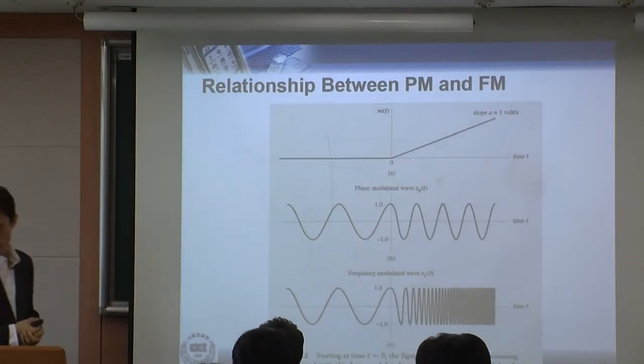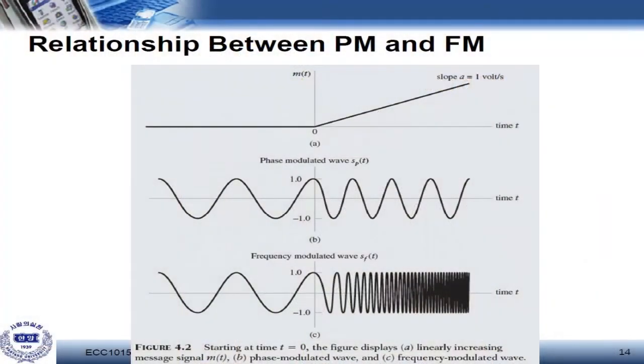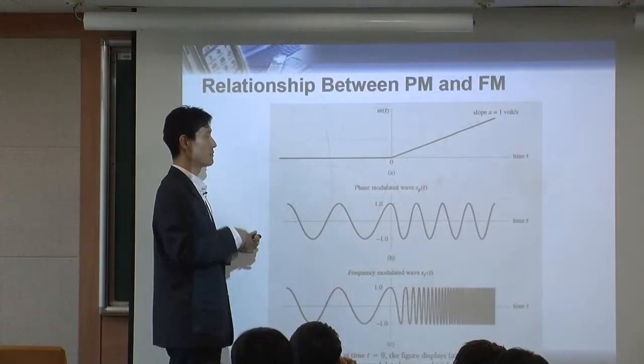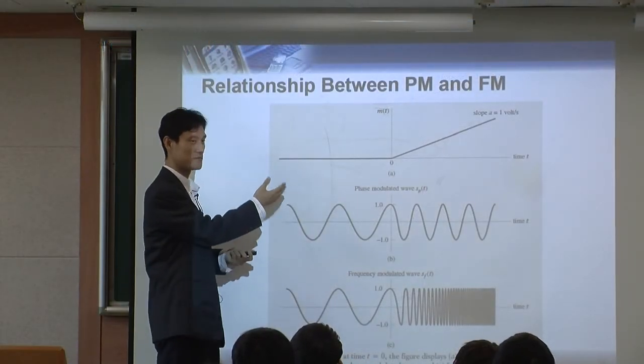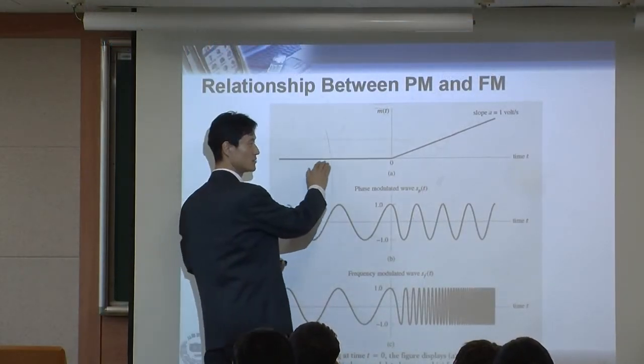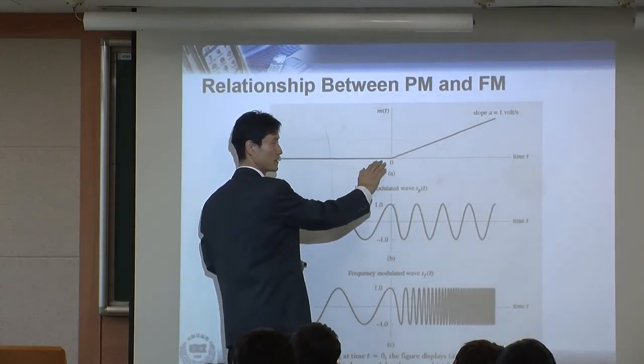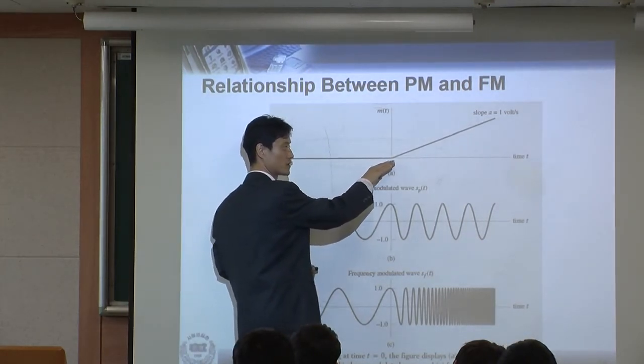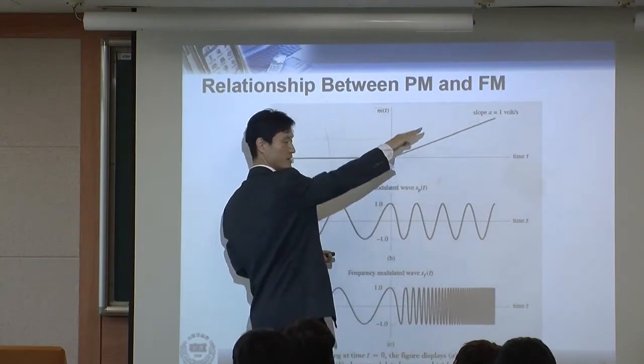As an example, let's consider this message, just the example in your textbook. Look at m(t), this is our message. Let's say our message m(t) looks like this: you have all 0, your message is 0, and then suddenly your message goes up linearly. It's a linear curve, right?